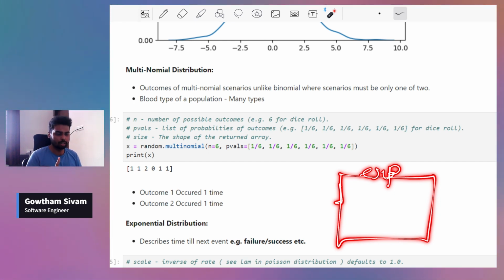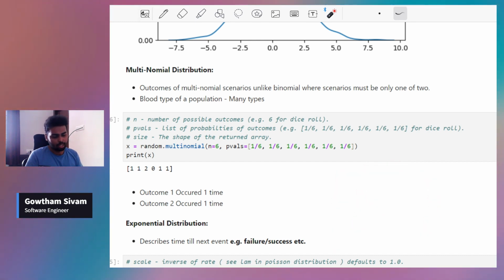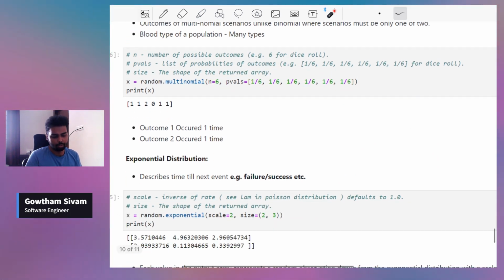That is the possibility of getting it. So 1 by 6 is the probability. That is what I have defined here as probabilities of the outcome values, and a total of 6 possible outcomes are possible. That is what the n parameter means. And what do these numbers mean? Outcome 1 occurred only one time, outcome 2 occurred only one time, and in the same way outcome 3 occurred only 2 times. That is what it means.